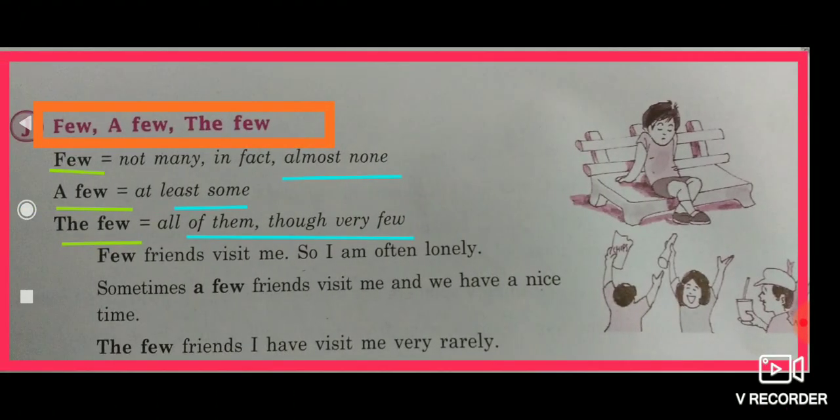Next is few, a few and the few. Few is used before countable nouns to show almost none. A few is used to show at least some, and the few is used before those countable nouns to show all of them but very few. So here, the few friends I have visit me very rarely. So here the few is used to show all of them but very few.